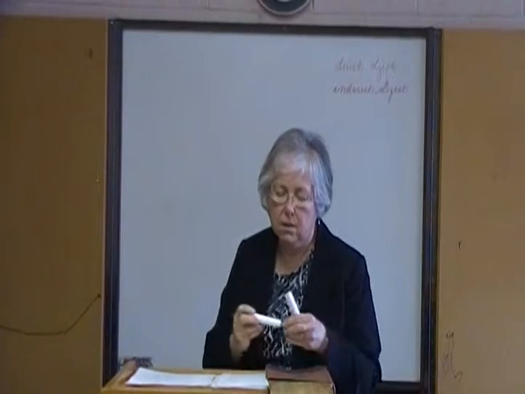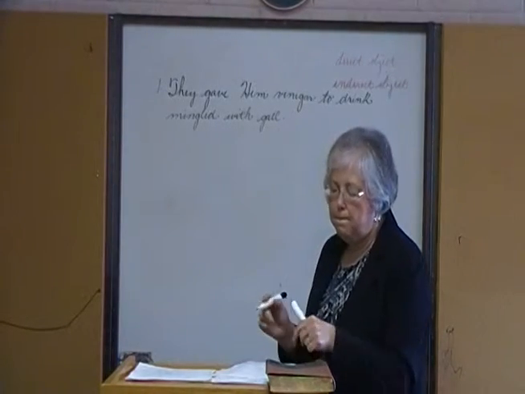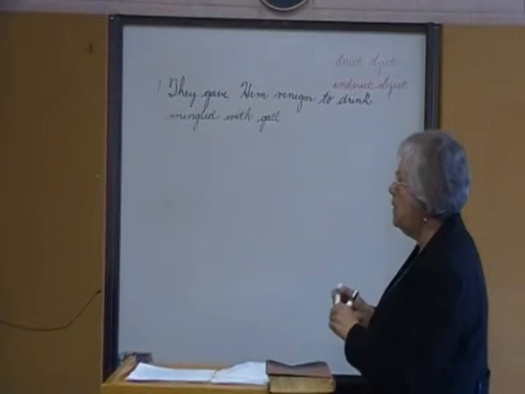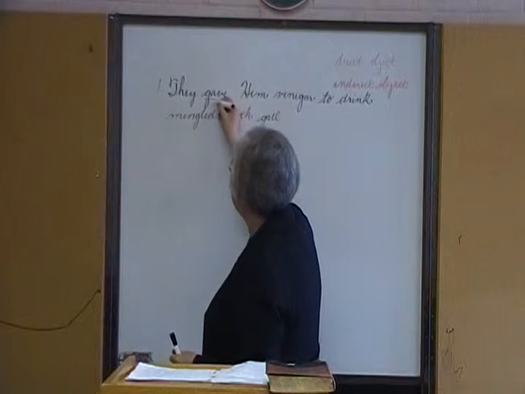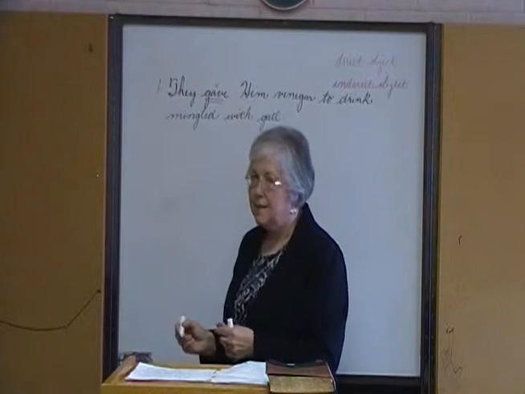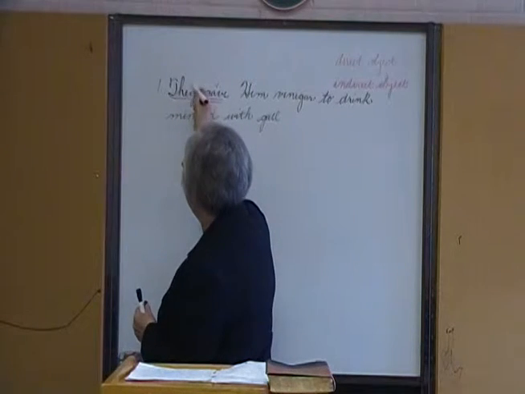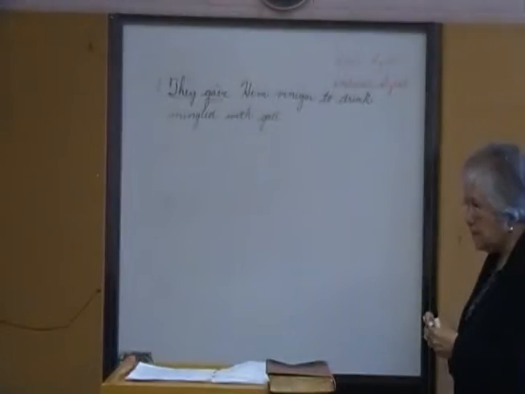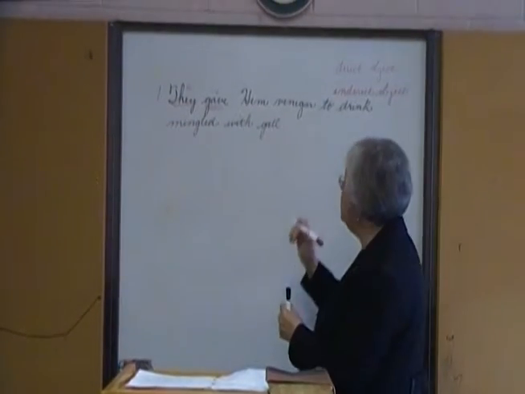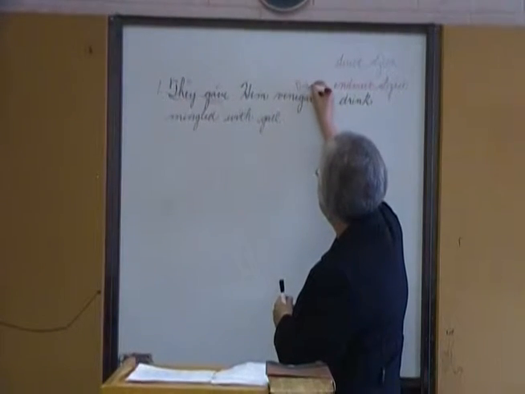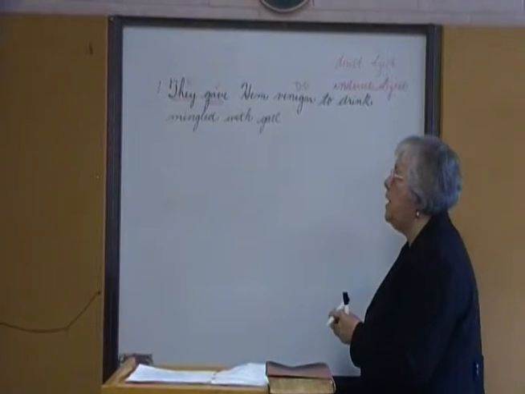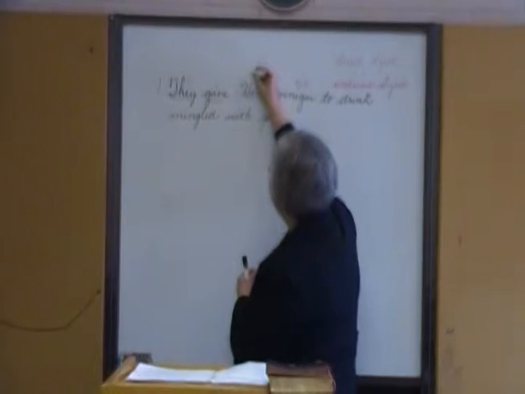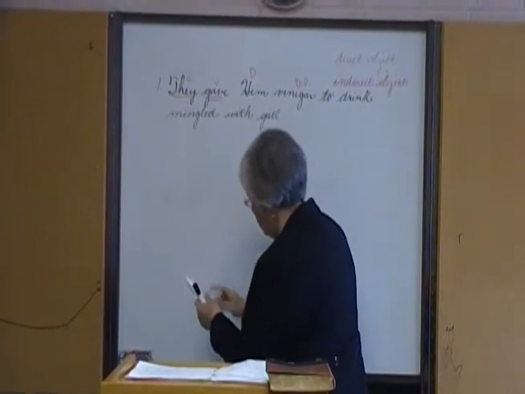Let's look at one more sentence. What is the verb? They gave him vinegar to drink mingled with gall. Action verb gave. Who or what gave? They gave. They is the subject. They gave whom or what? They gave vinegar, direct object. And it's a noun. They gave to whom or for whom? Him. Whoops, that should be indirect object.